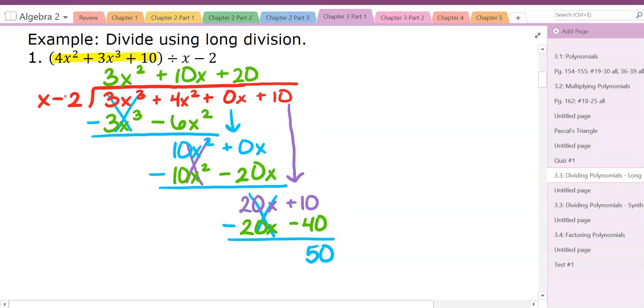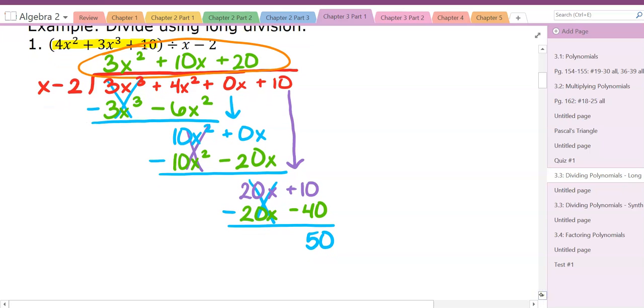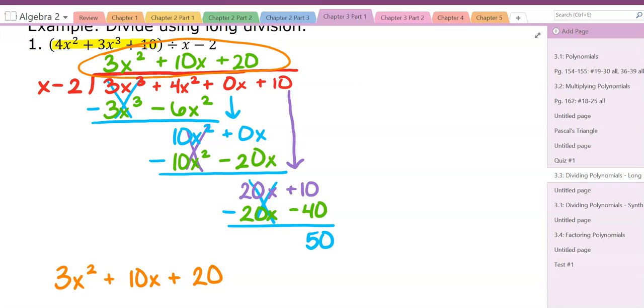So how I'm going to write my answer is I take the polynomial that I have up here, 3x squared plus 10x plus 20. That stays the same. And then we just add on, or subtract if it's negative, that remainder. So my remainder is 50. It's positive, so I'm going to do plus. Put 50 on top of my fraction for my remainder, and then I put it over what we were dividing by, which is the x minus 2.